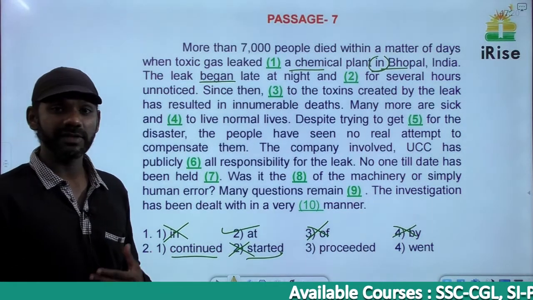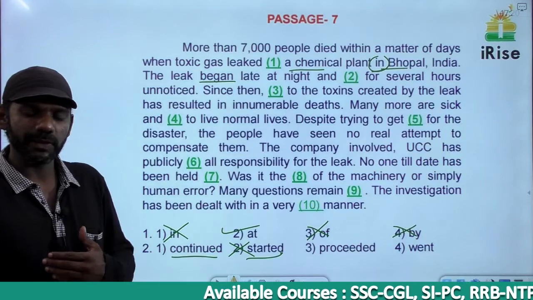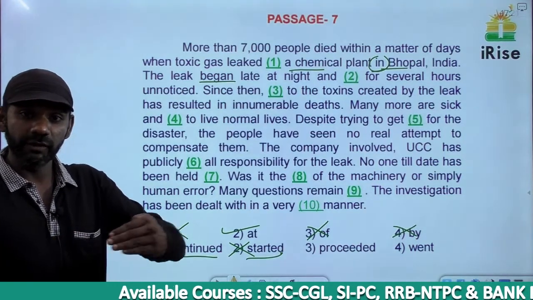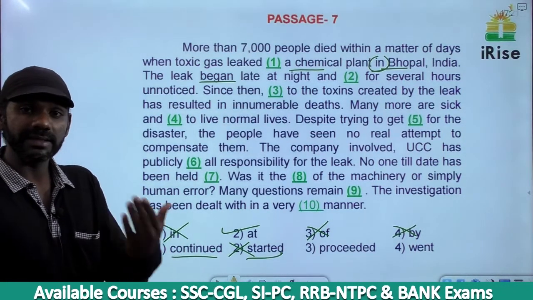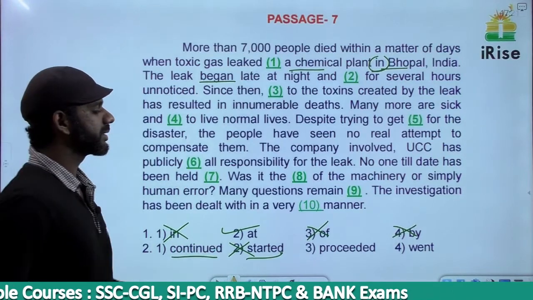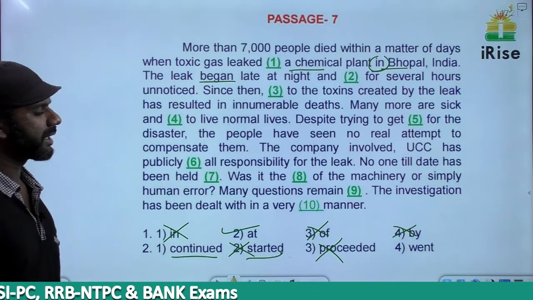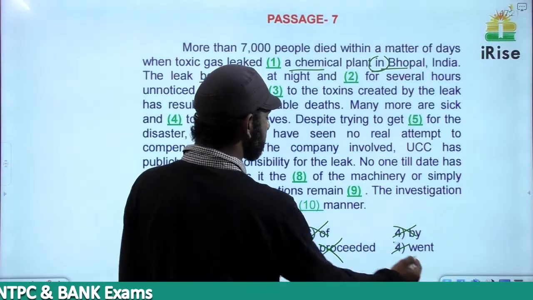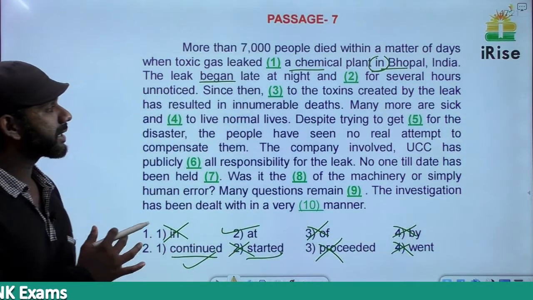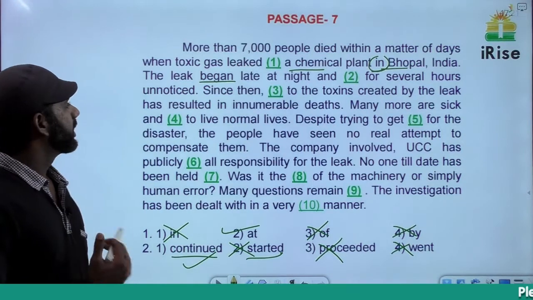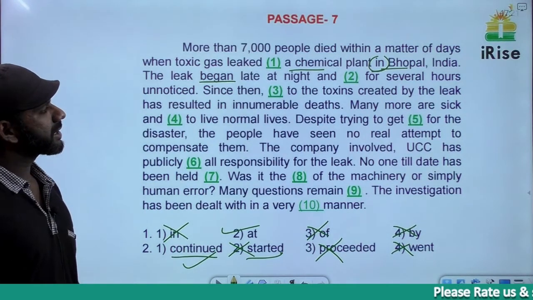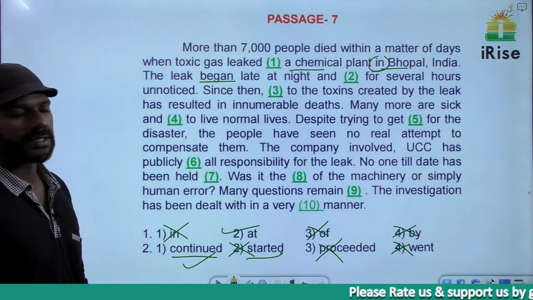Proceeded doesn't happen in the case of a gas leak. Proceeding means like in a procession, going forward to the next level or the next step. Further, going further is proceeded, eliminated. The leak began late at night and went for several hours does not make sense. It must be continued. It started and it continued for several hours. The leak began late at night and continued for several hours unnoticed.